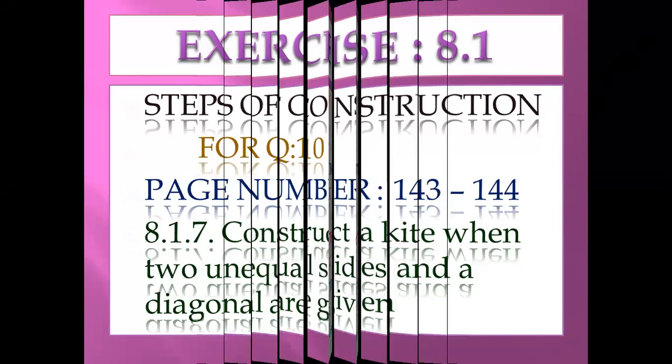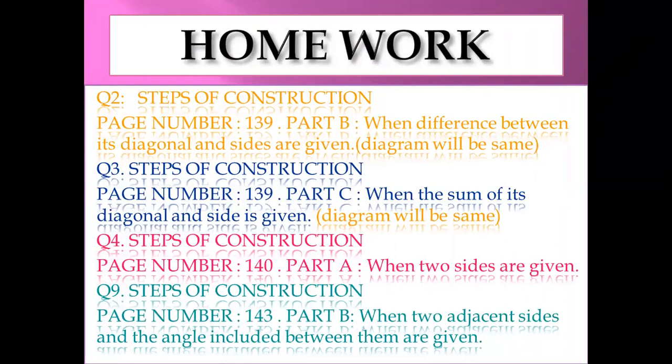Now come to the homework. Questions number 2, 3, 4, and 9 are your homework. On page number 139, part B, when the difference between its diagonal and sides are given, this will be the diagram of question 2. Both diagrams are the same and also the steps of the construction. For question 3, you will see the part on page 139, part C, under the heading when the sum of its diagonal and side is given, and the diagram will be the same as that given on page 139 part C.